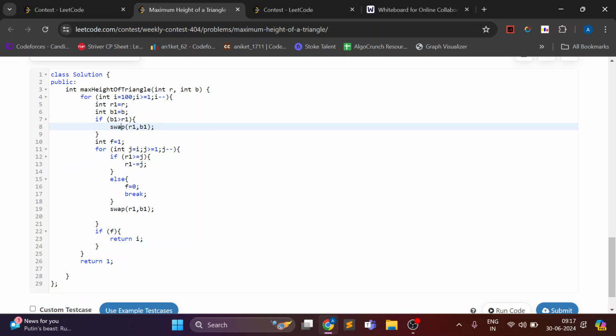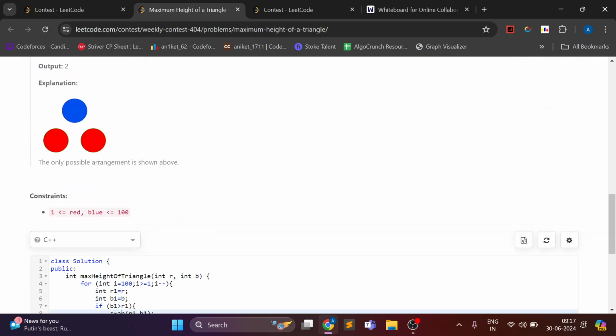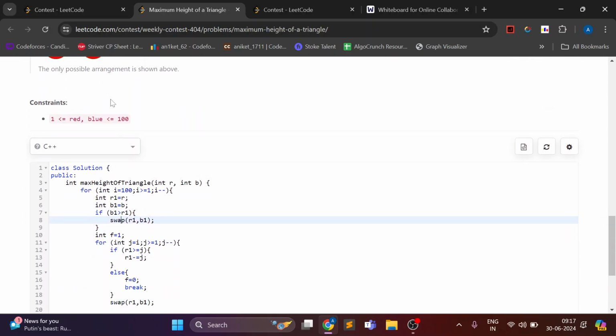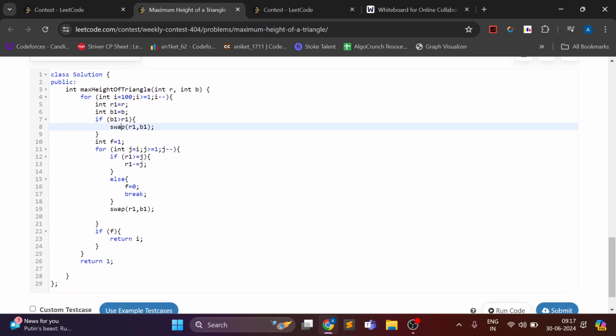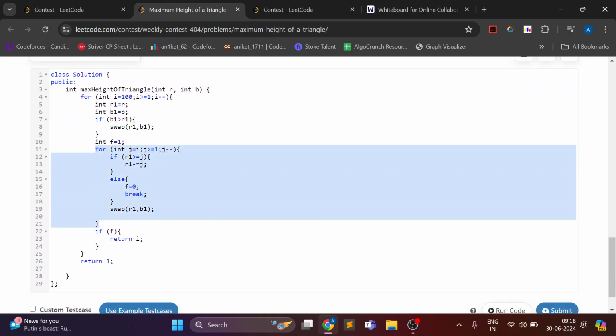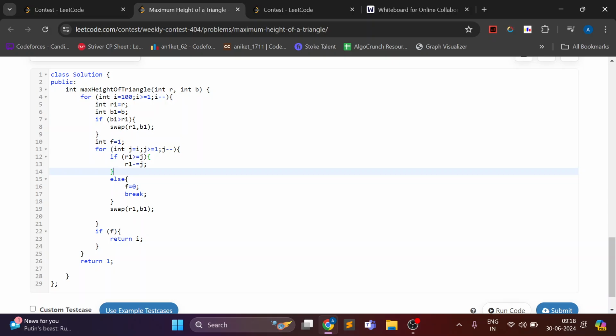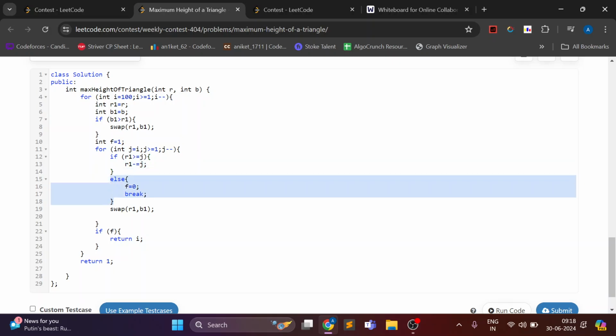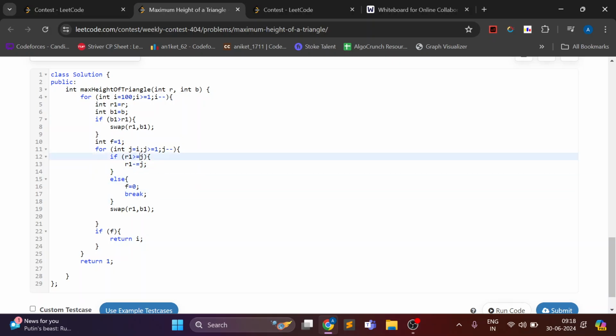This doesn't matter because the color doesn't matter. We are not asked what color we are putting at any stage. We just have to print if it is possible or not. Then I'm iterating from i to 1, and if r1 is greater than or equal to j, I will subtract it, else I will just break, which means enough balls are not there.